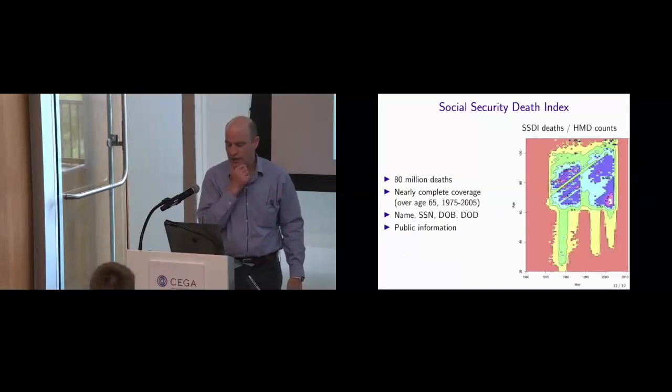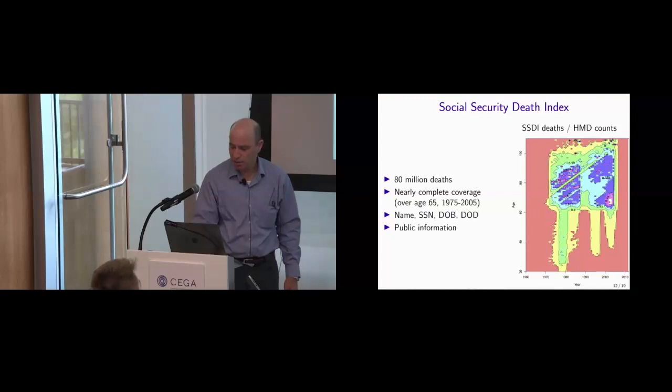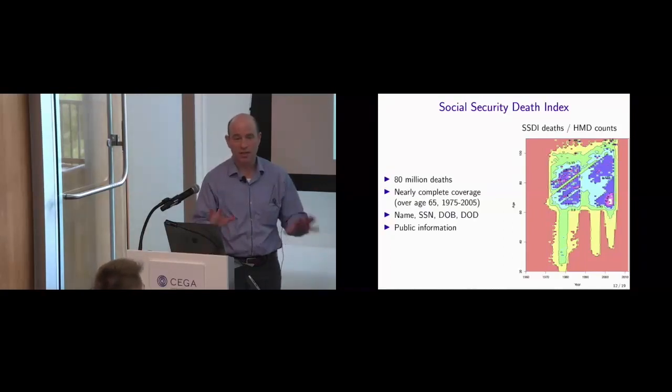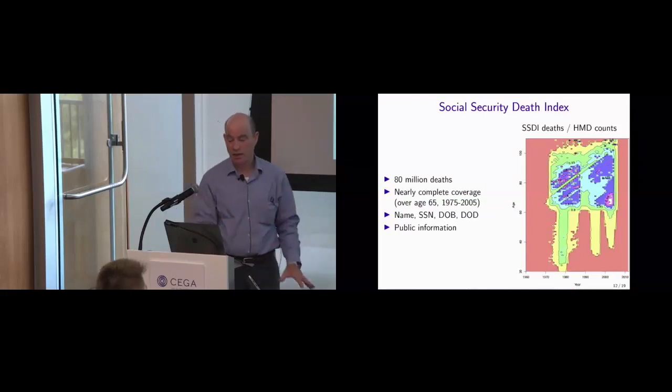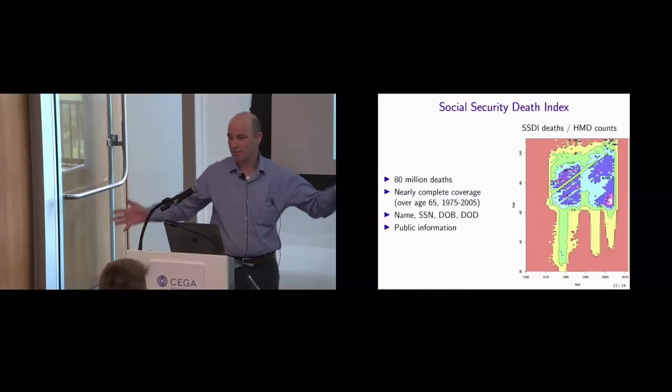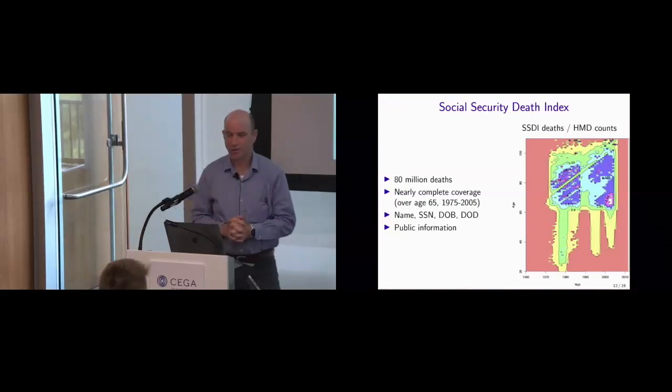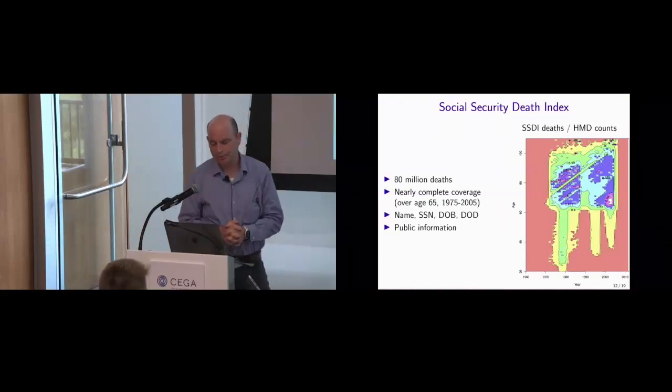The Social Security Death Index, which is the first data set we linked to, is about 80 million deaths. Anything in this region here, which is 1975 to 2005 and above age 65, is super complete. This is 95%, this is 98%, this is 99%. So we pretty much have everybody who died in the United States. And this data set has Social Security numbers, date of birth, date of death, and it's public. You can go download it right now. You can Google it and search for it and download it.